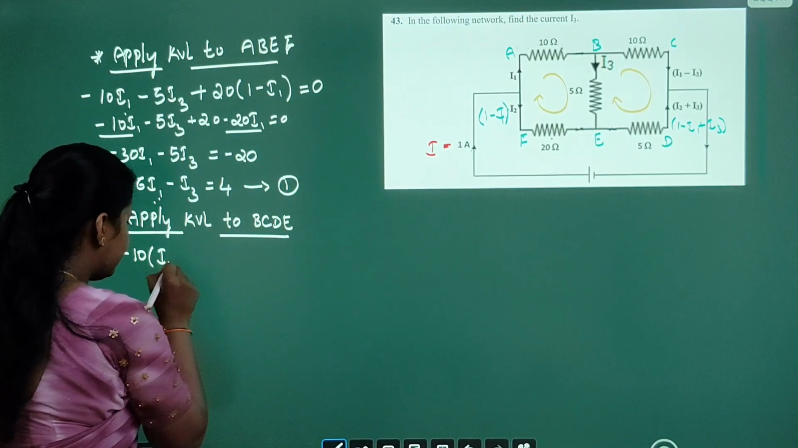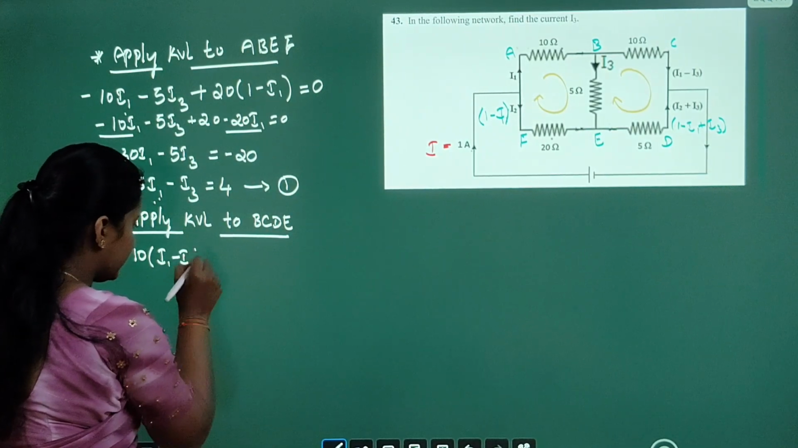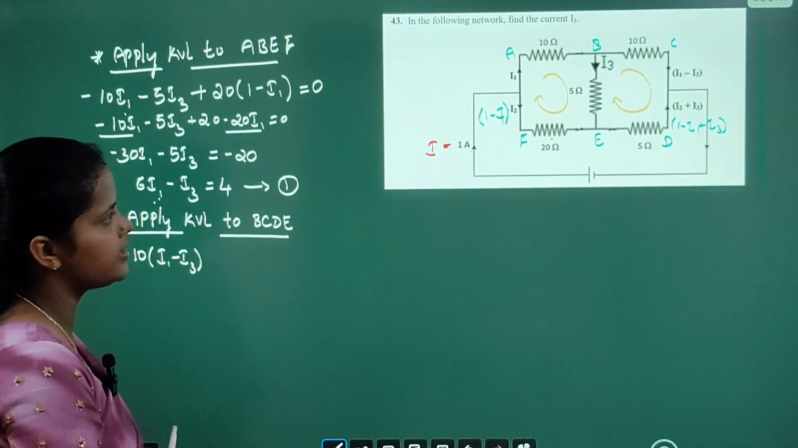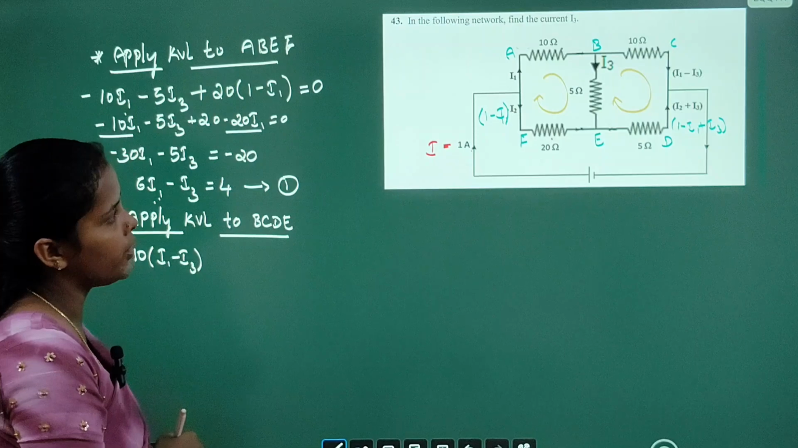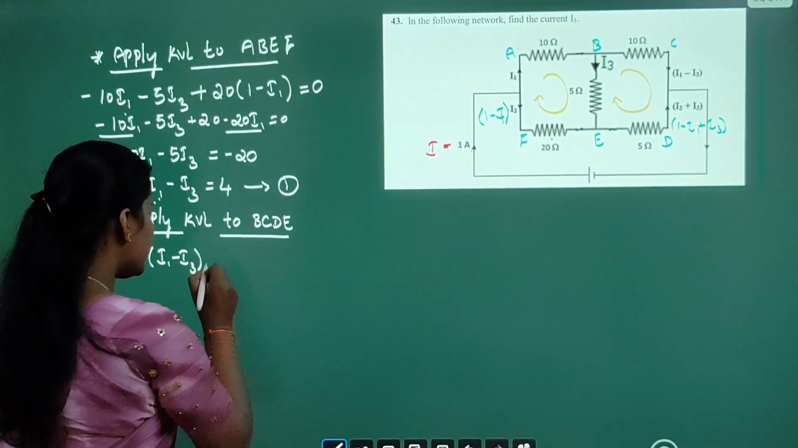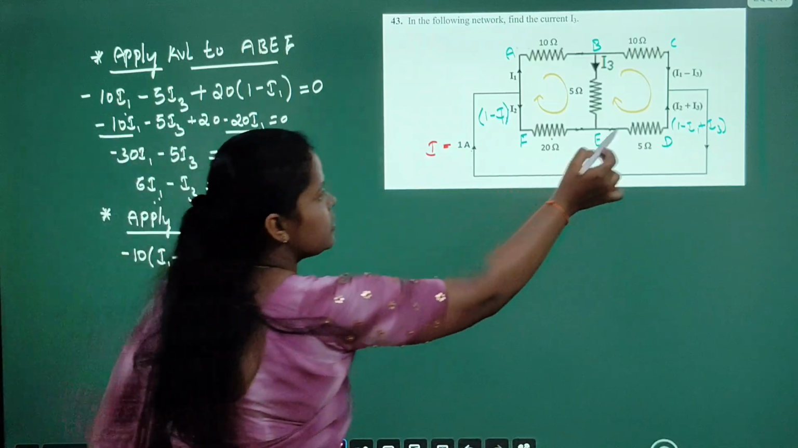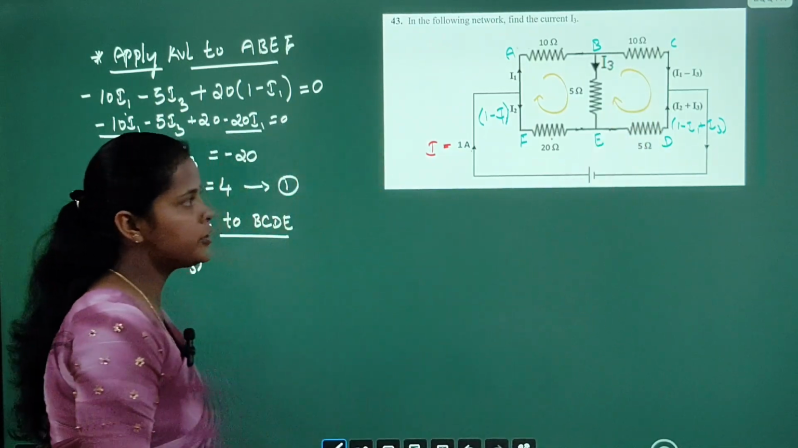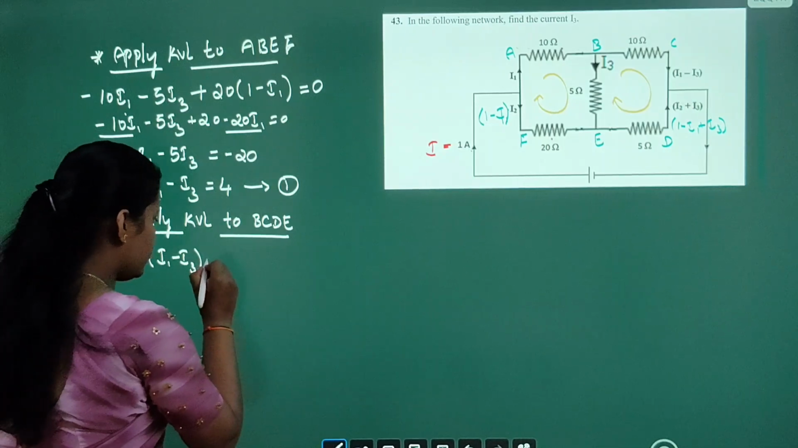I1 minus I3. Okay, for the second junction, C and D, there is no resistance, so there is no need to take the product of current and resistance. Take the next junction, D and E. Here the current direction and the loop direction are opposite to each other, so we can take the positive symbol.